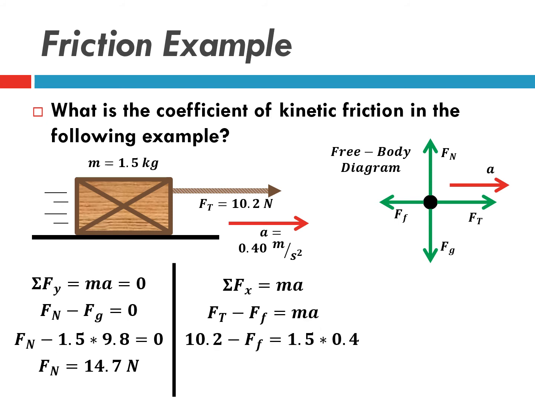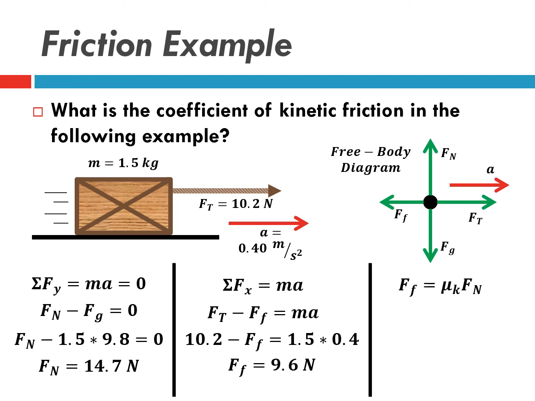Plug in the numbers. We know the force of tension is given to be 10.2. We know that the mass is going to be 1.5 kilograms as indicated at the beginning, and then the acceleration 0.4 because that was indicated as well. We solve this. We do 1.5 times 0.4, and then we take the 10.2 to the other side, and we get our force of friction is going to be a positive 9.6 newtons.